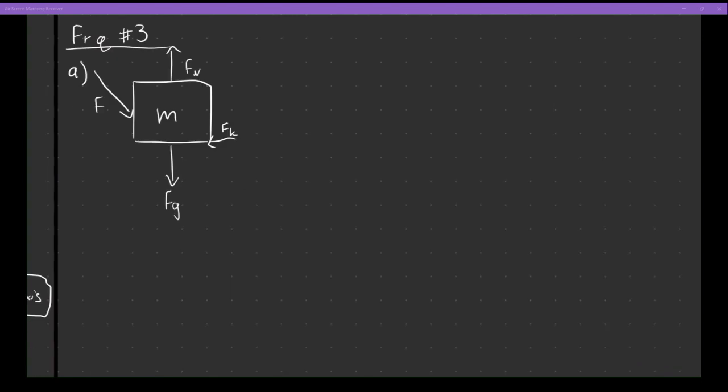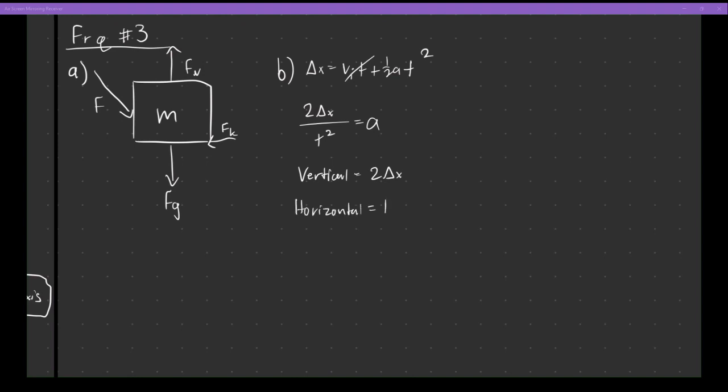Okay, now for part B, it asks you to draw a graph with the slope representing a. So I would first set up delta x equals v_i t plus 1/2 a t squared. However, the object is at rest, so this cancels out. So I'll just get 2 delta x, and I multiply 1/2 over. I divide by t squared, and this is equal to a. So rise over run: my vertical, I would graph as 2 delta x, and my horizontal, I would graph as t squared.